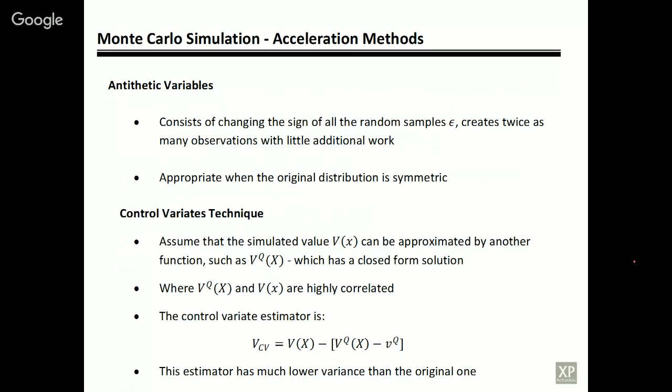The second technique is control variates. Here we assume that the simulated value V(x) can be approximated by another function, Vq(x), which has a closed form solution. We also note that Vq(x) and V(x) have to be highly correlated. The control variate estimator is equal to V(x) minus Vq(x) plus Vq, and this estimator has much lower variance than the original one. A common example would be, when simulating option prices, we use the Black-Scholes model as our control variate.